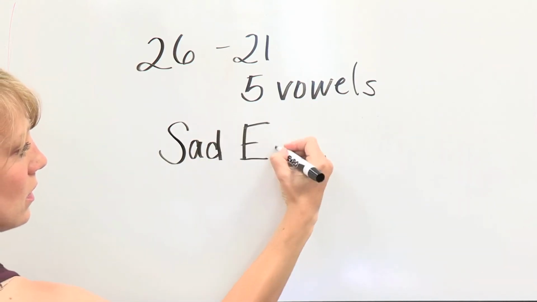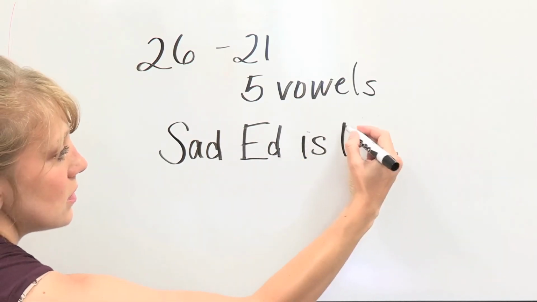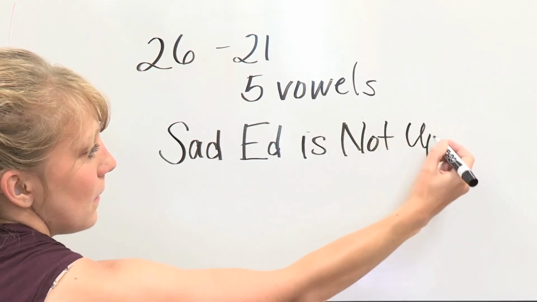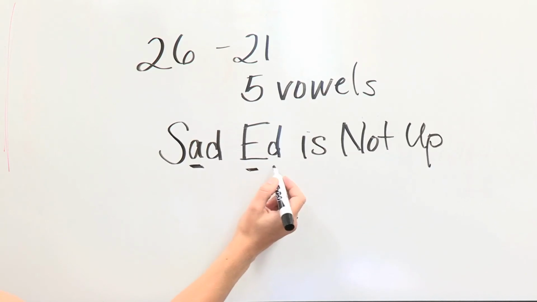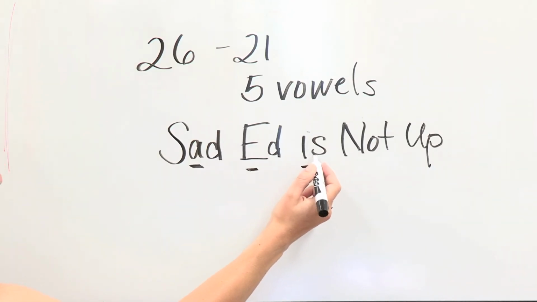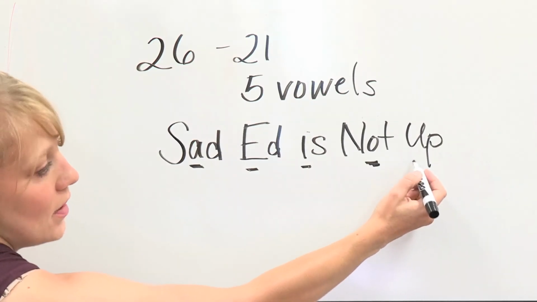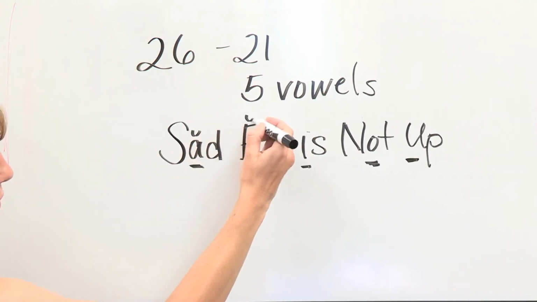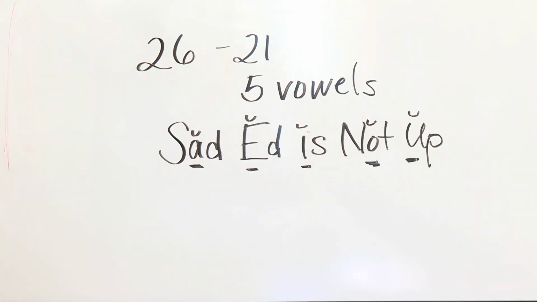Sad Ed is not up. Okay. So we have sad, short A, Ed, short E, is, short I, not, short O, up, short U. And the way we distinguish it is with this little symbol right here, if you notice. If you ever see that symbol, they're talking about the short vowel.